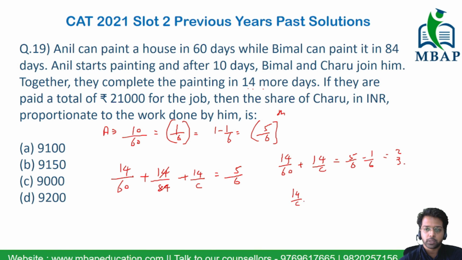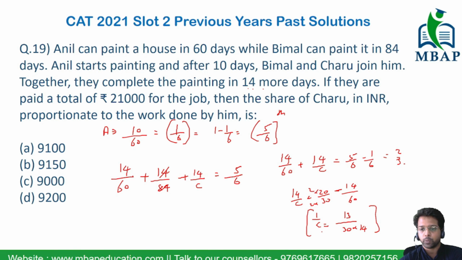So 14 upon C will be equal to 2 upon 3 minus 14 upon 60. The value of C will be how much? The value of 1 upon C will be 13 upon 30 into 14. Now this is the amount of work which C can do in 1 day.